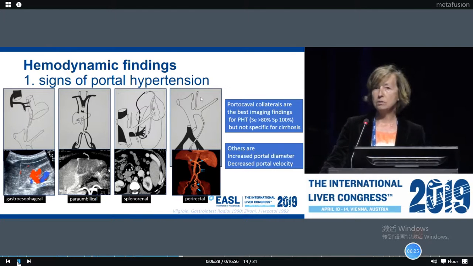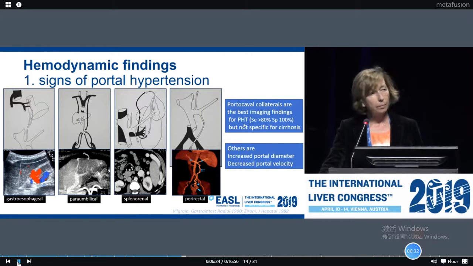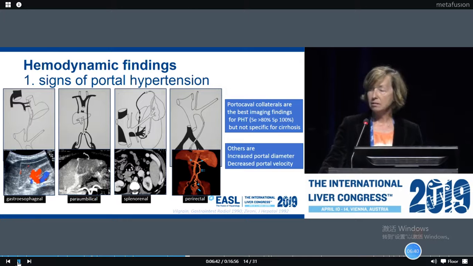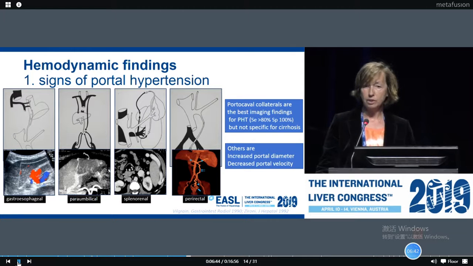Indeed, the presence of portocaval collaterals. They are the best, by far, for detecting portal hypertension with a sensitivity exceeding 80% and a specificity of nearly 100%. Yet, they are not specific for cirrhosis. And let's see here the four main or common territories for portal hypertension. This is the gastroesophageal.